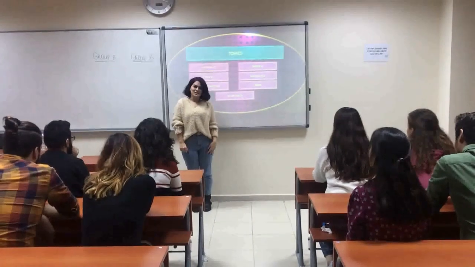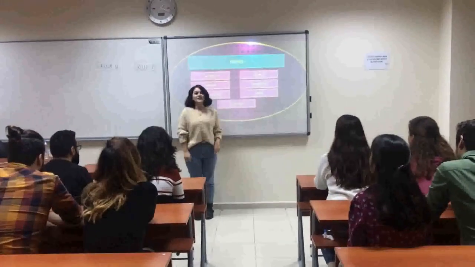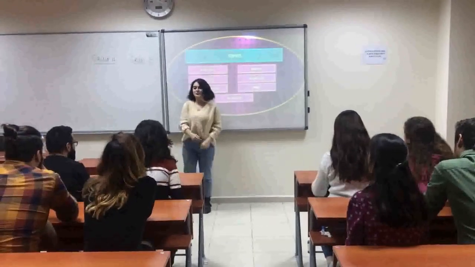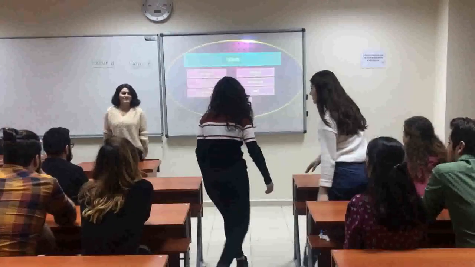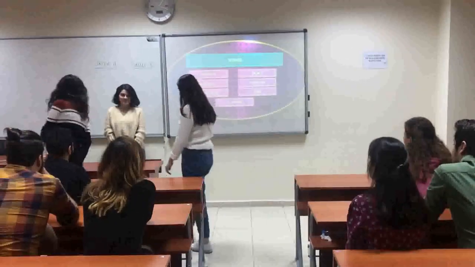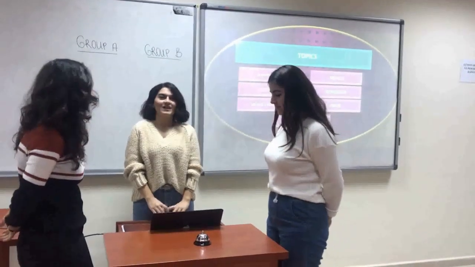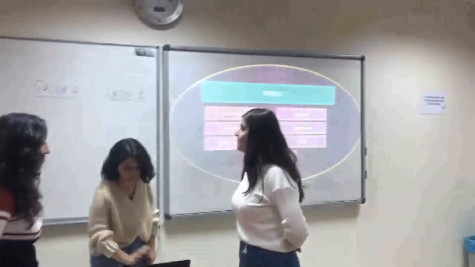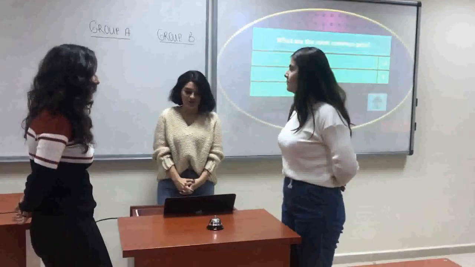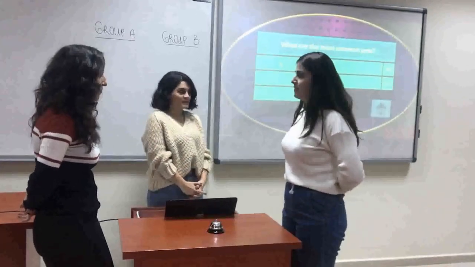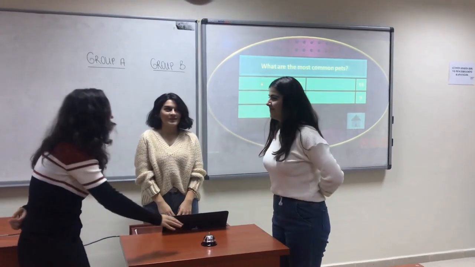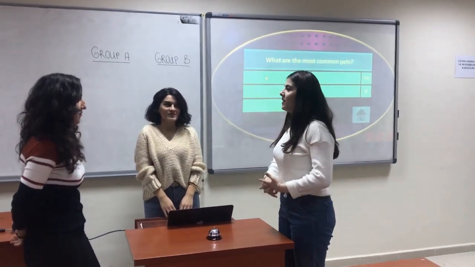We can divide the class into two groups. Each group has four students. Firstly, one student from each group comes to the stage. And the teacher chooses one topic randomly and asks the question, what are the most common pets? The one who rings the bell first has the right to guess the answer.